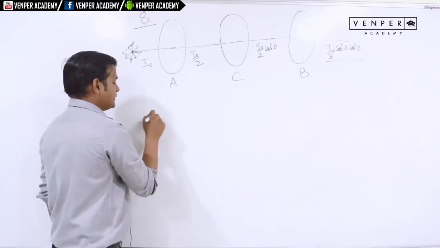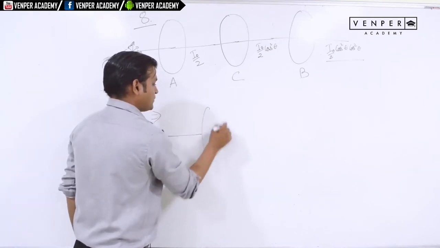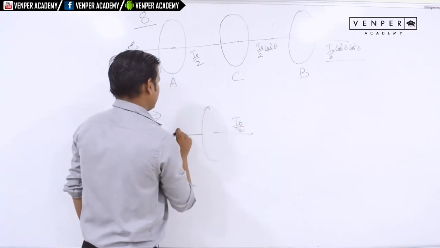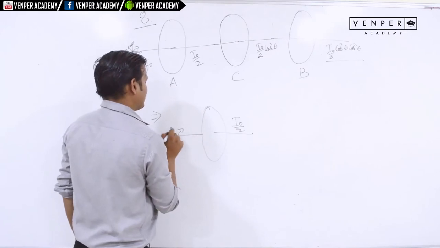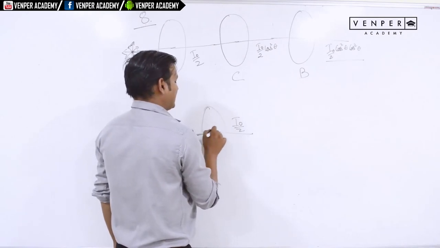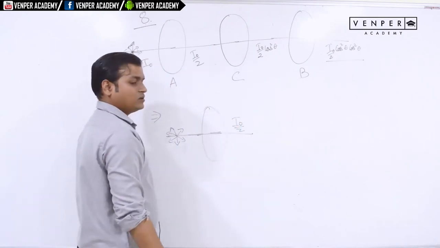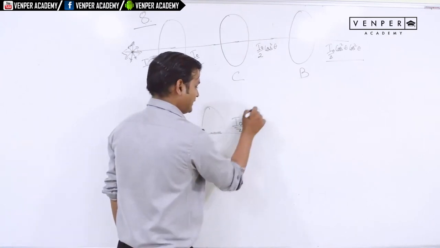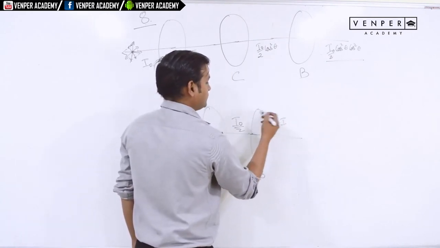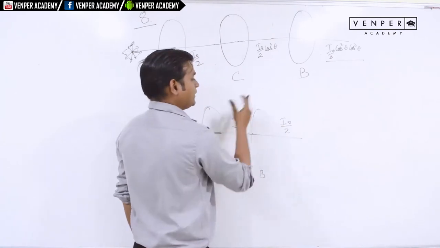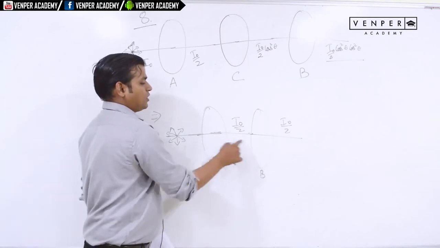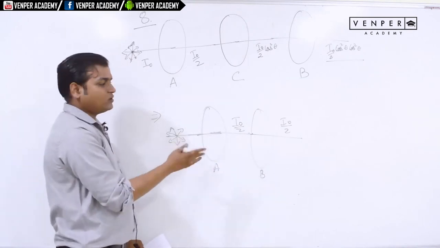See the first initial part: whenever unpolarized light passes through a given polarizer, the intensity of that polarized light becomes I naught upon 2. Clear? Whatever its alignment, its intensity becomes I naught upon 2. Next, this is A and this is B. Initially, the intensity beyond B is I naught upon 2, which means these two polarizers are parallel.